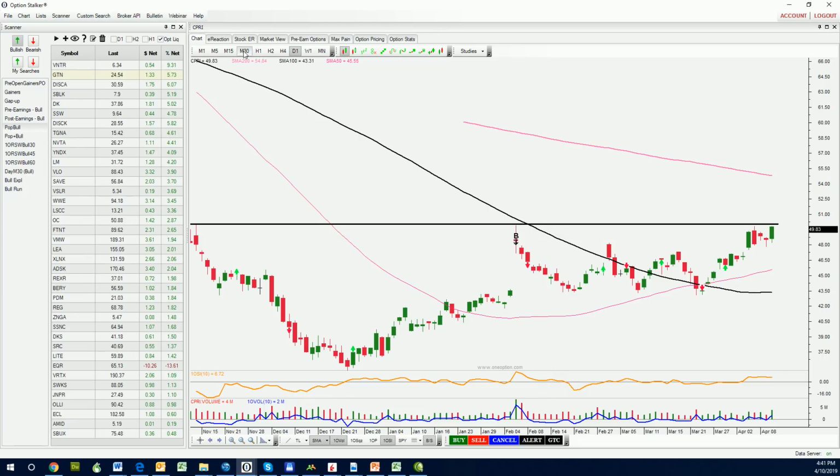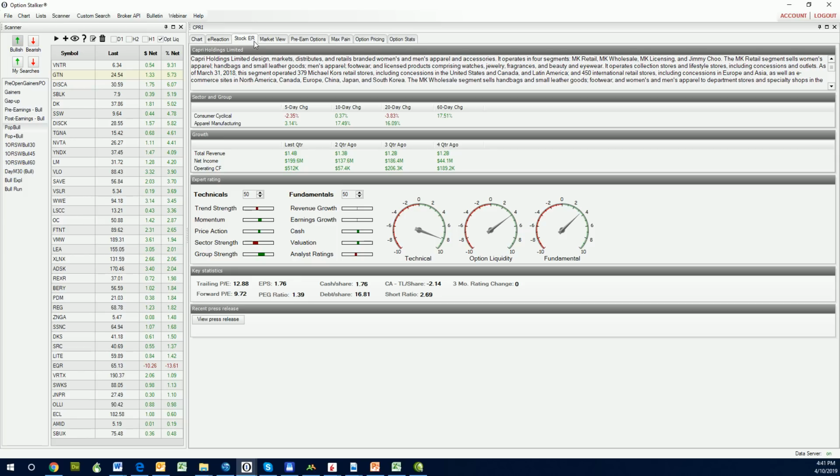Not familiar with this particular company, so I'm going to click Stock ER. It stands for expert rating. And here I can see that they are a retailer. And then I can take a look at our proprietary technical indicator, fundamental indicator. So fundamentals are pretty good, technical is very strong, decent option liquidity. And then you can see where the strength or weakness comes from the stock technically. Again, this is in the Stock ER tab.